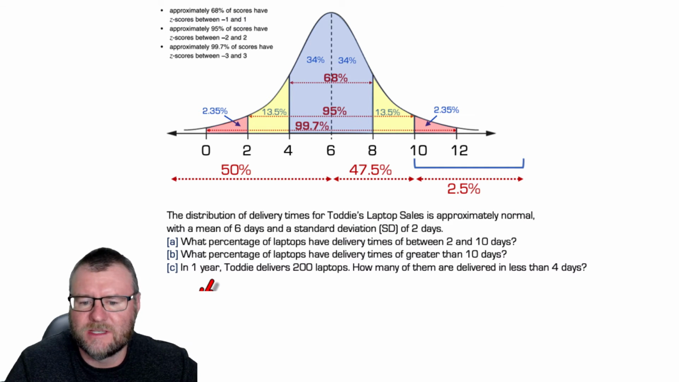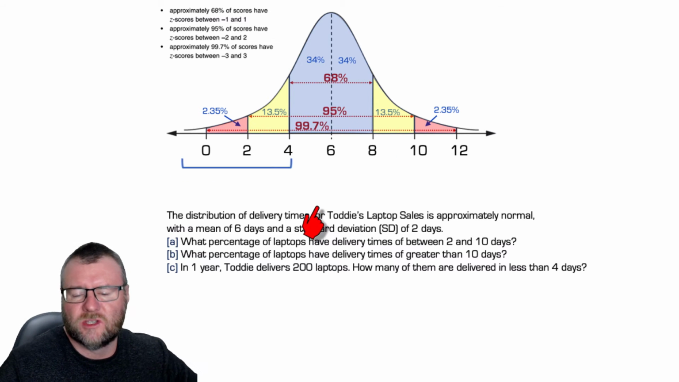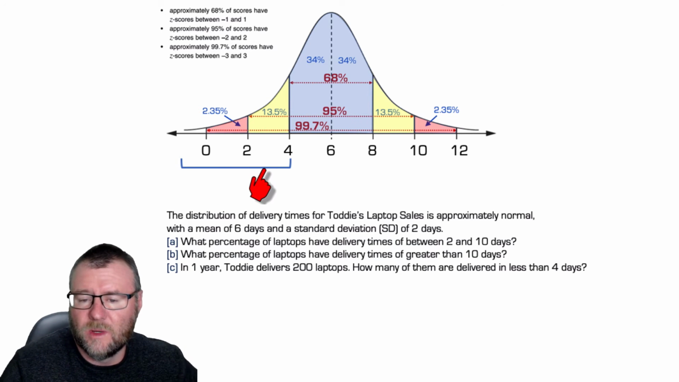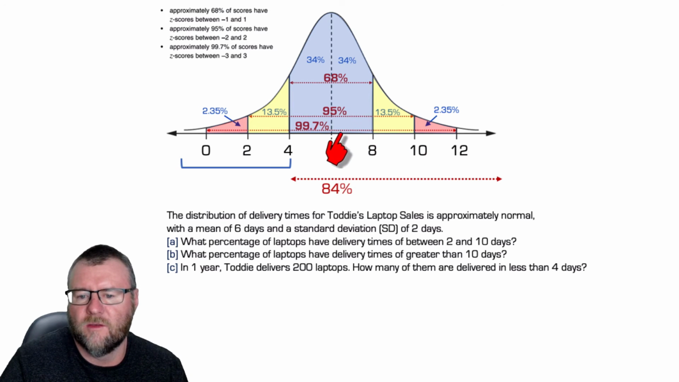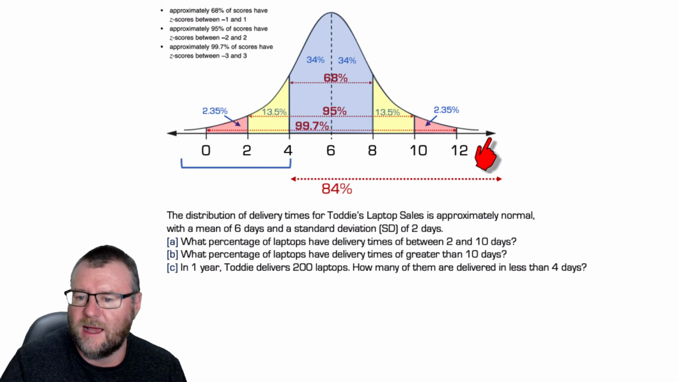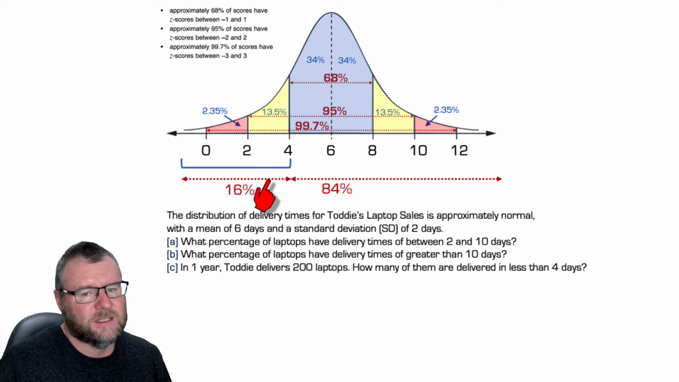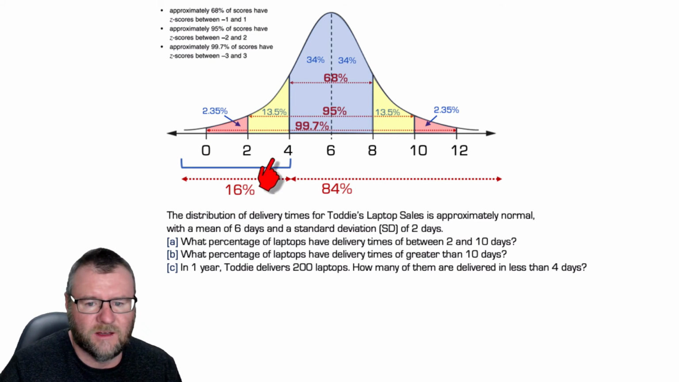Finally, question C, it says, in 1 year, if there were 200 deliveries, how many of them get delivered in less than 4 days? So let's go back to our chart and have a look. Where's that section that represents 4 days or less? And you can see that it's from here down. We're going to apply the same idea. In this case, I know that I have 50% from the middle up plus this 34 representing this section here. So 50 and 34 gives me 84%, which means this bit must be 16. So from here down, to make up my 100%, that must be 16% of the deliveries.